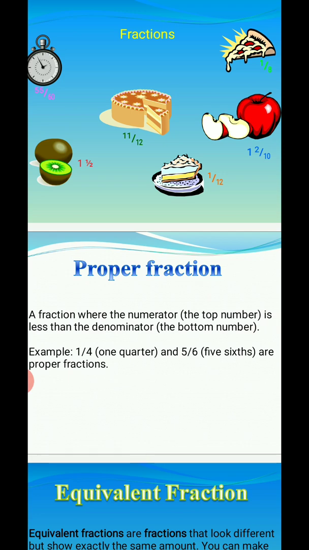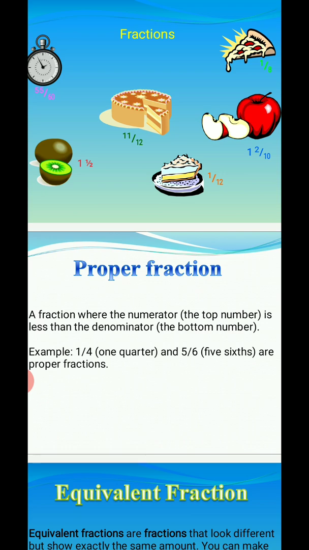When the numerator is less than the denominator, that is called proper, and when the numerator is more than the denominator, that is an improper fraction. Examples of proper fractions are 1 by 4, or 1 quarter, or 5/6. Can you imagine an example of a proper fraction in your daily life? Yes, recently we talked about the pizza, the part which you get, the piece of cake you get.